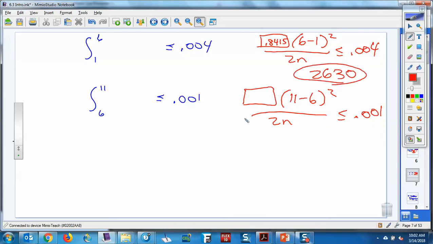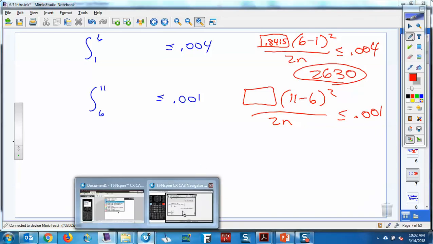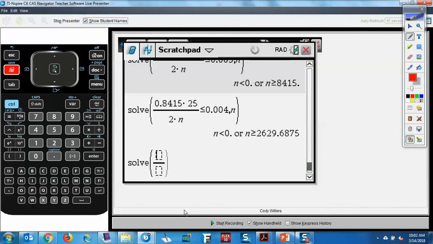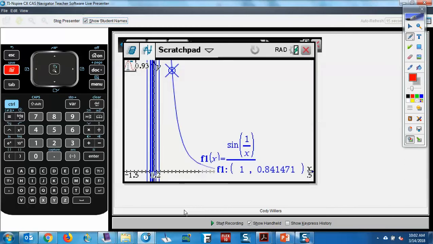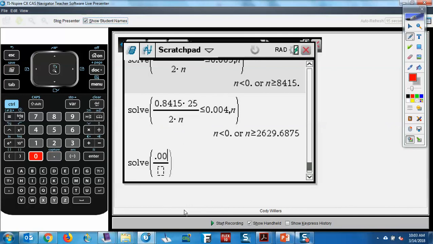for the first part, and now we need a K value here, so we better trace. Let's go back to your graph and let's trace at 6. The max is going to be from 6 to 11. The max will be at 6. Look at that. Look how small that slope is. Pretty flat. So these left rectangles are going to be pretty good.